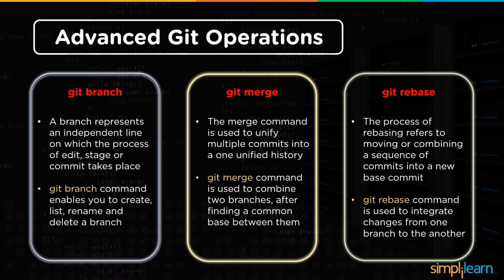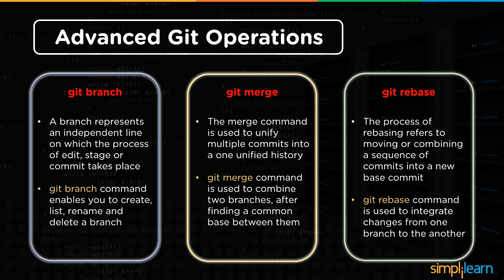Then we have merge. When we are talking about branching, then merging is also an important task. The merge command is used to move one or multiple changes from one branch to another. So it is a mechanism to perform a sync up of the commits from one branch to another. The git merge command is used to combine two branches, and it is a mechanism in which we find a single common base, and then on top of that we move the changes or combine the two branches here.